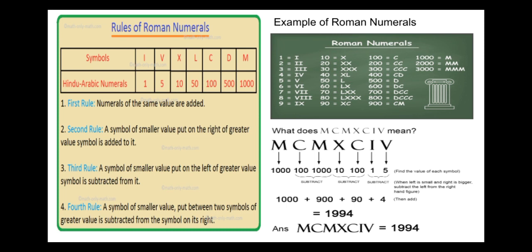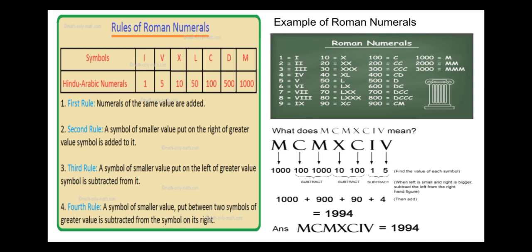400 is equal to CD. Why is the value of 400 equal to CD? C is for 100, D is for 500. Subtract: 500 minus 100 is equal to 400. 500 is equal to D.